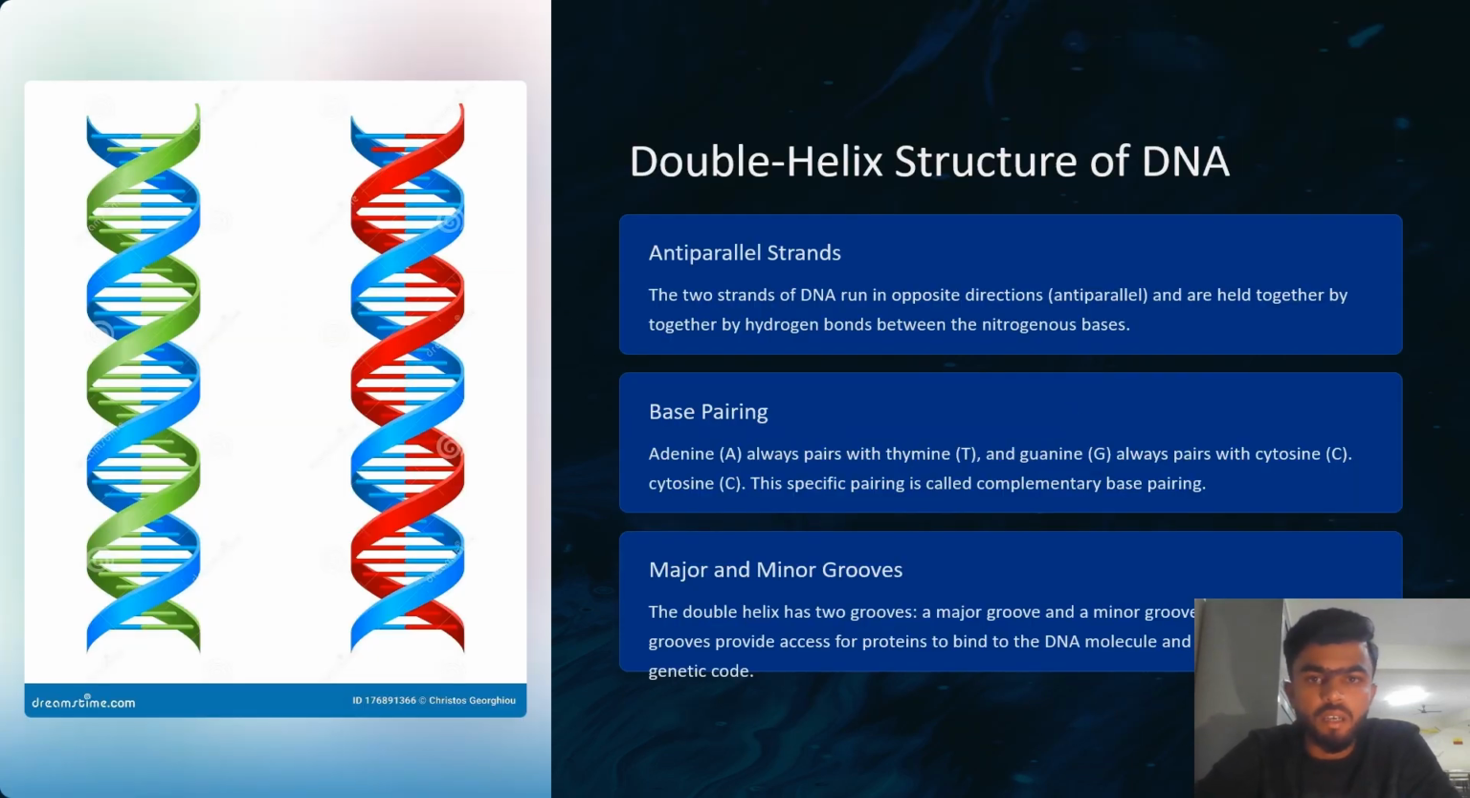Double helical structure of DNA. Antiparallel strands: the two strands of DNA run in opposite directions, antiparallel, and are held together by hydrogen bonds between the nitrogenous bases. Base pairing: adenine always pairs with thymine and guanine always pairs with cytosine. This specific pairing is called complementary base pairing. Major and minor grooves: the double helix has two grooves, a major groove and a minor groove, which provide access for proteins to bind the DNA molecule and read the helical structure.